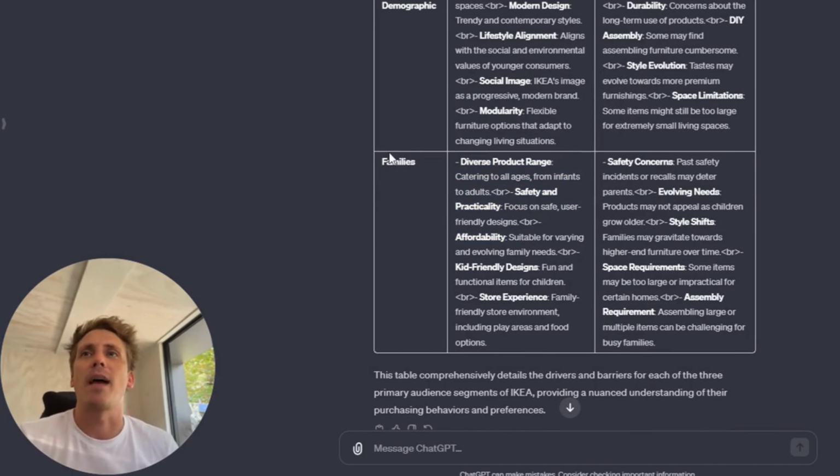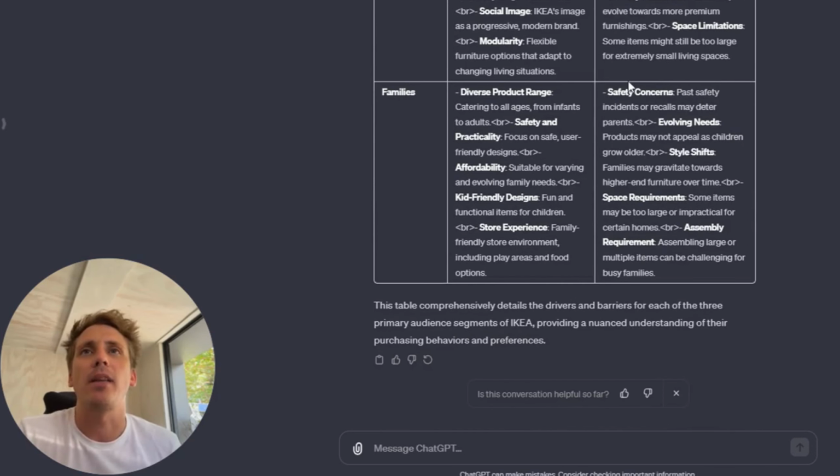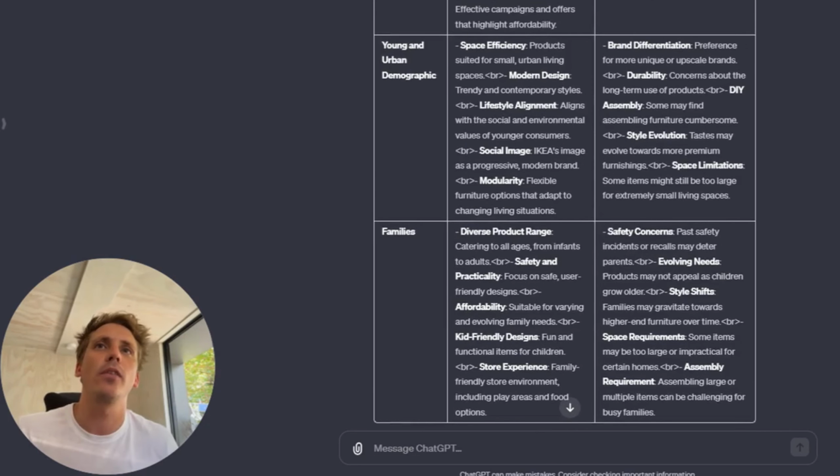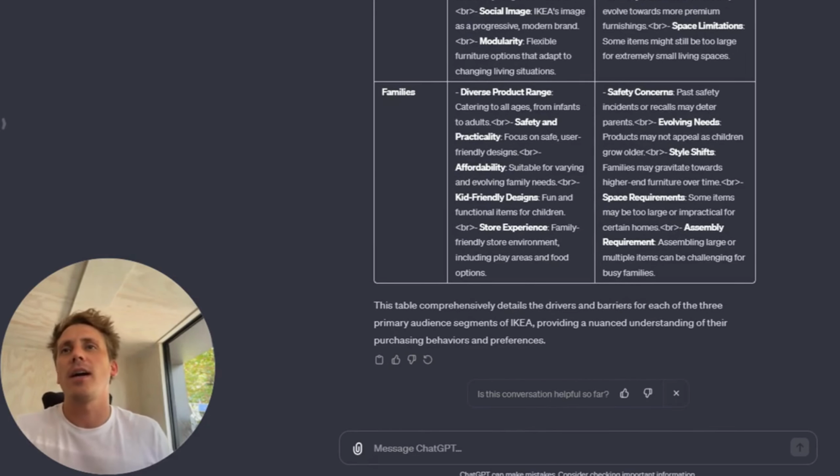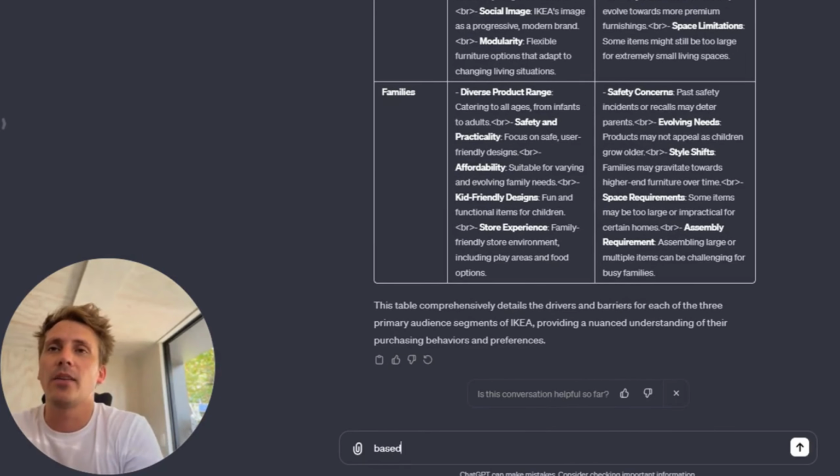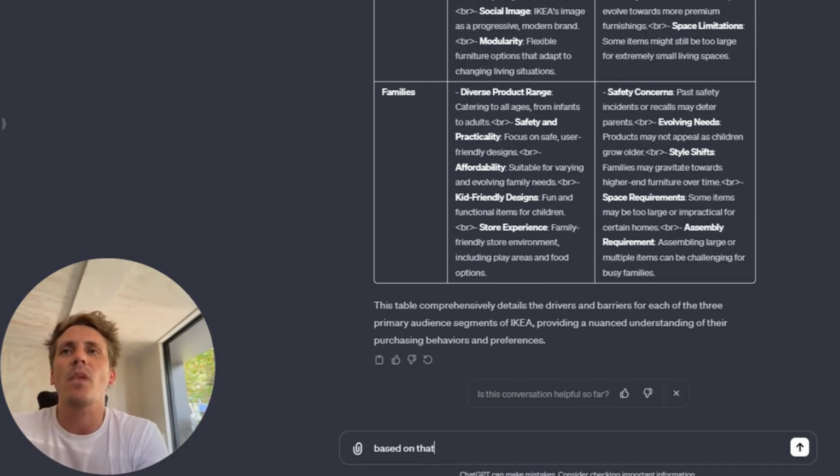And then thirdly, we've got families. And there's going to be a whole different set of priorities and barriers for families. You can then really start to understand, okay, we have to actually communicate with these different audiences in quite different ways. So if I say to GPT now, based on that, let's pick one.